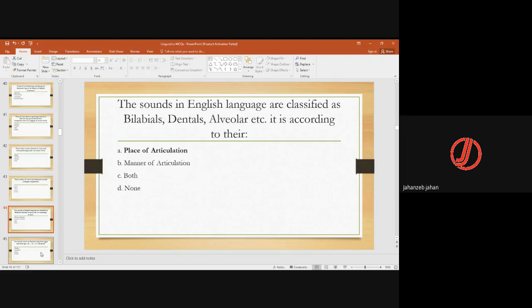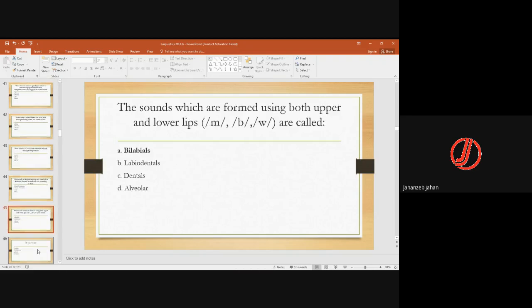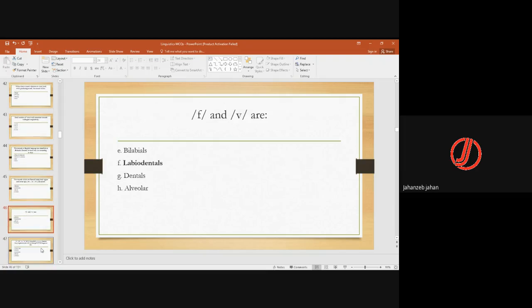The sounds in English language are classified as bilabials, dentals, alveolars, labiodentals, palato-alveolar. So ये इनके place of articulation हैं, कि हमारे मुंह की वो जगह जहां से हम words को articulate करते हैं. The sounds which are produced using both upper and lower lips are called bilabials. Like both lips together. Bi means two, labials lips. So जब हम ये sounds बोलते हैं तो हमारे दोनों lips touch होते हैं.